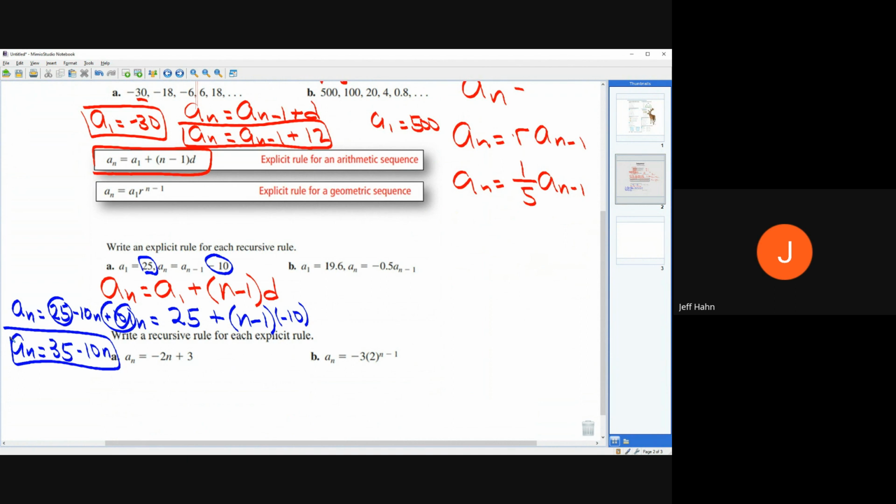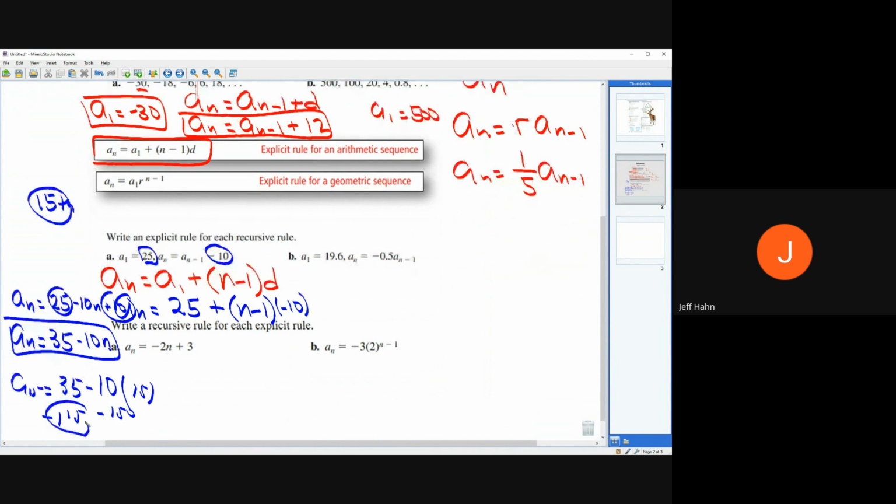And again, this is called explicit because I can pick any old number I want for n. What if I wanted the 15th term? I can just take 15 and put it in for n here. The 15th term is 35 minus 10 times 15. So whatever 35 minus 150 is going to be that term, which is what? -115. You see what I'm saying? I don't need to know the previous terms. I can just plug the n in and get my answer, whereas when you talk about the recursive ones, you have to know all the things in front.